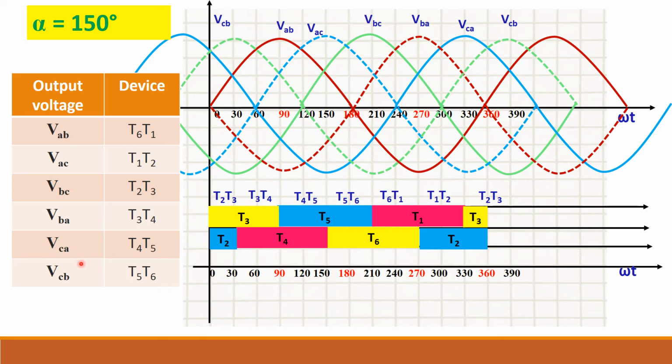Now the same table, what will be the output? VAB for T1 and T6. So where is T1 and T6? Here. What is the VAB waveform? This brown color waveform, but it is in negative direction. You see here, our T1 is conducting here only, but it is in negative direction. So you follow this waveform alone for this combination. So in negative direction your output will be there. That is why it is operating in braking mode.